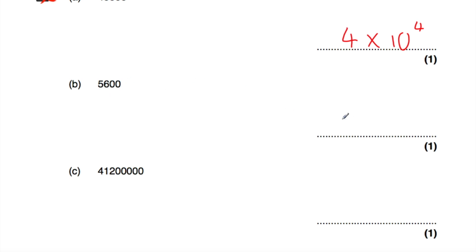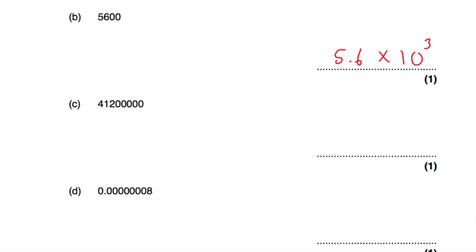So the number between 1 and 10 that I'm going to choose is 5.6, so 5.6 times 10 to the power of. So if we have 5.6, the 5 would be in the units column, and we need to move it 1, 2, 3 columns to the left. So we would have times 10 to the power of 3. And let's just check that. 10 cubed is 1,000, and 5.6 times 1,000 would be 5,600. So that would work.